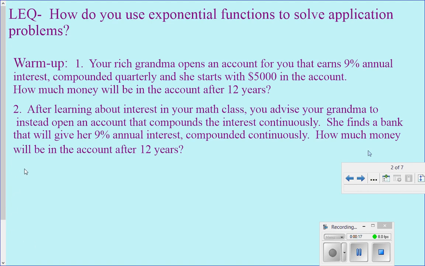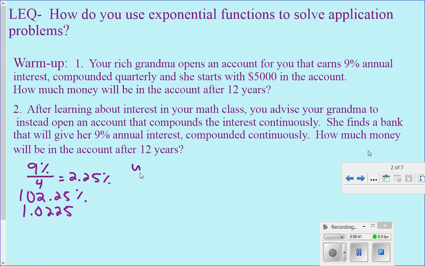So I need to start with the annual rate and get the quarterly multiplier. So 9 divided by 4 gives me 2.25%. I need to add that to 100, so 102.25%, and change to a decimal, so 1.0225. So that is my quarterly multiplier.